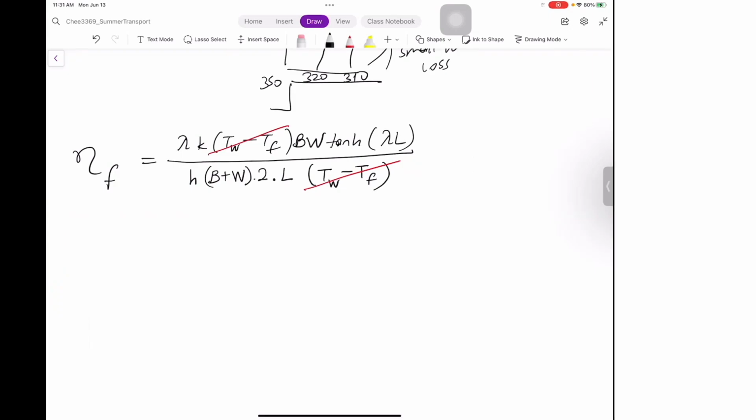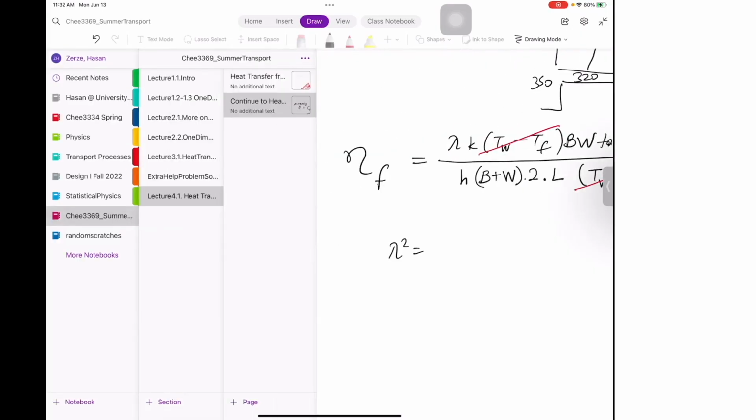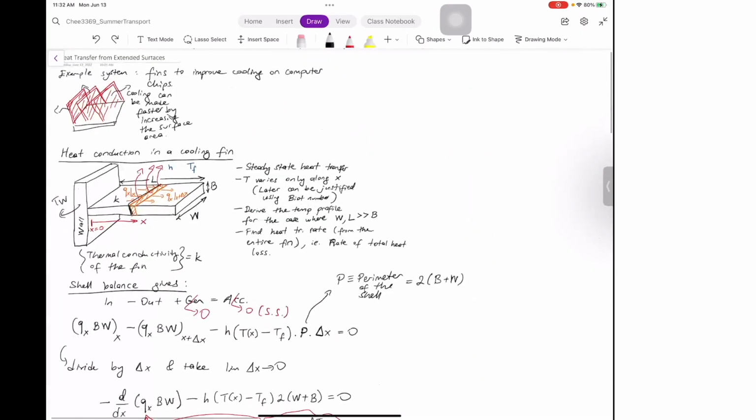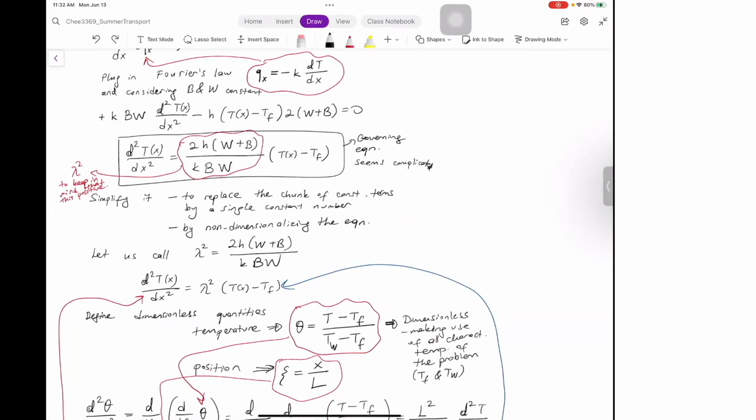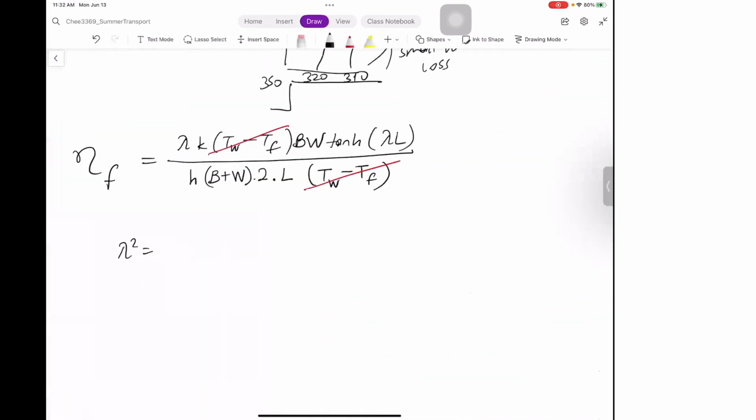And we should remind ourselves of the value of lambda. Lambda square, what was lambda square? Let's check. We define it to be 2h over k, w plus b over b w. That is, 2h over k, times b plus w, divided by b w, right? Good.